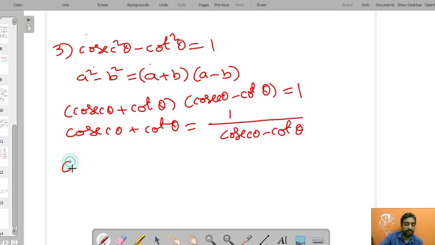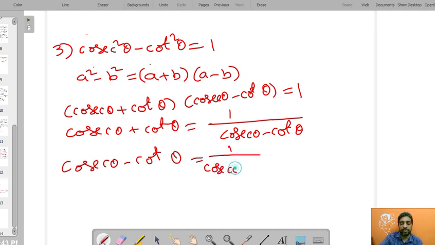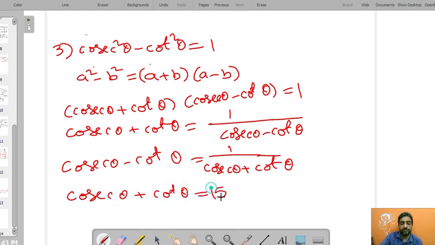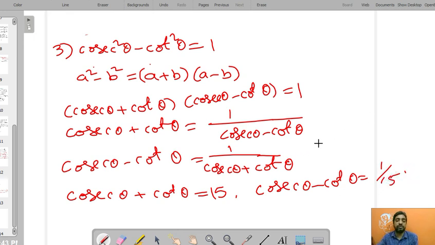In the same way, if you want the cosecant theta minus cot theta value, then send cosecant theta plus cot theta to the right hand side. Then it will become 1 by cosecant theta plus cot theta. Nice. Now in the exam they used to ask, if cosecant theta plus cot theta is equal to 15, then what is cosecant theta minus cot theta? That's nothing but 1 by 15. Like this, many questions they used to ask.